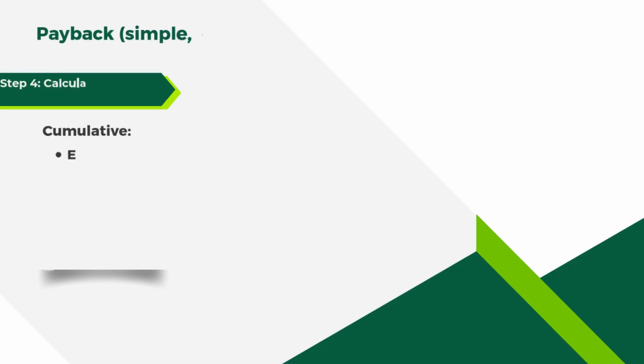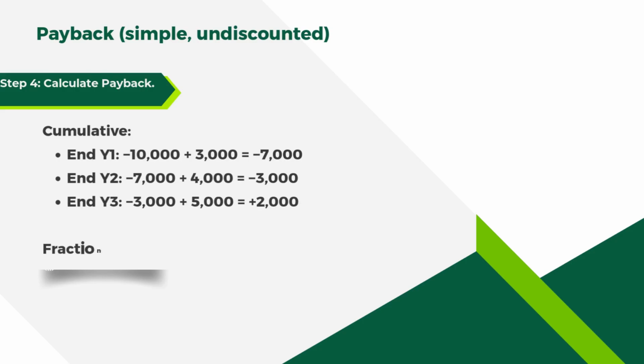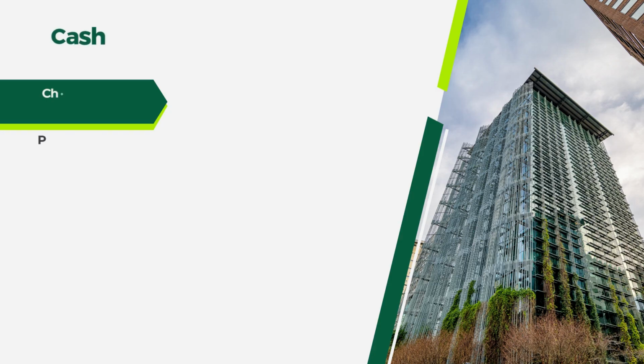Payback, simple undiscounted, cumulative. End of year 1: minus 10,000 plus 3,000 equals minus 7,000. End of year 2: minus 7,000 plus 4,000 equals minus 3,000. End of year 3: minus 3,000 plus 5,000 equals plus 2,000. Fraction of year 3 to recover the remaining 3,000: 3,000 divided by 5,000 equals 0.6. Payback equals 2.6 years.